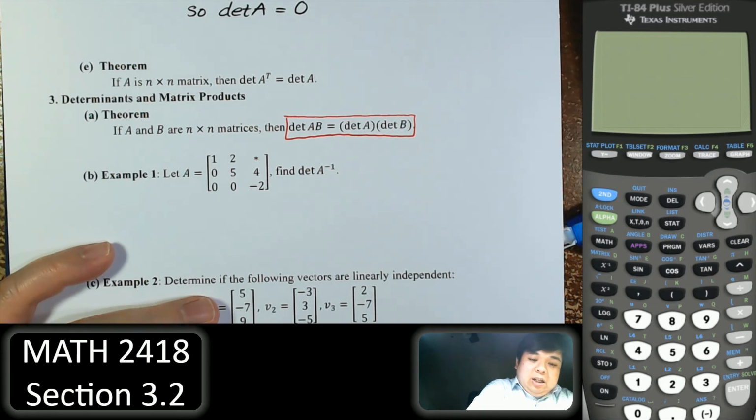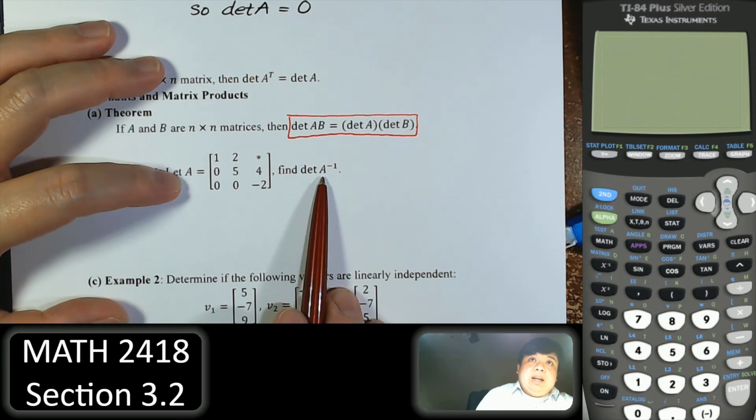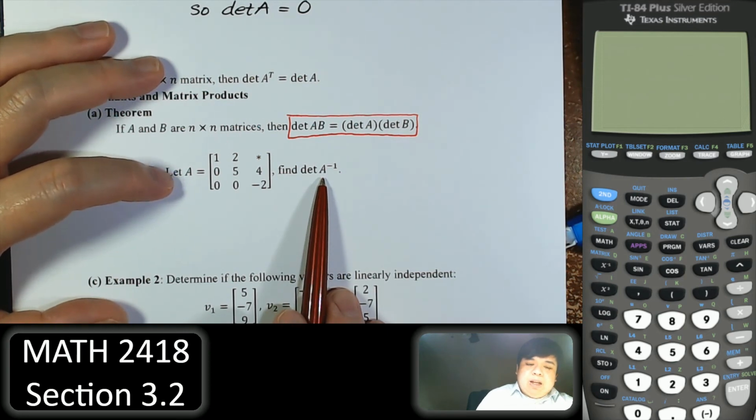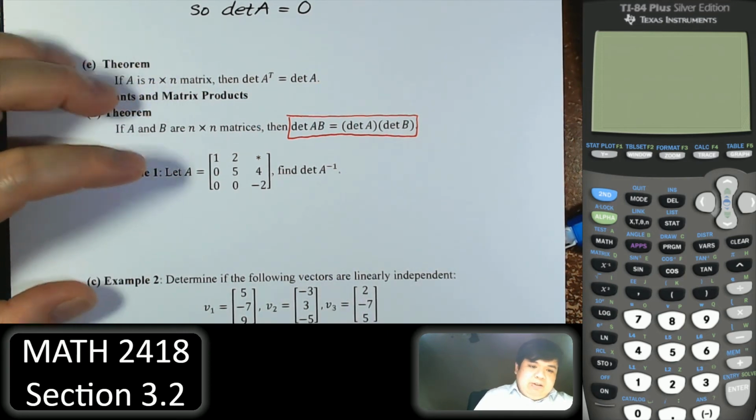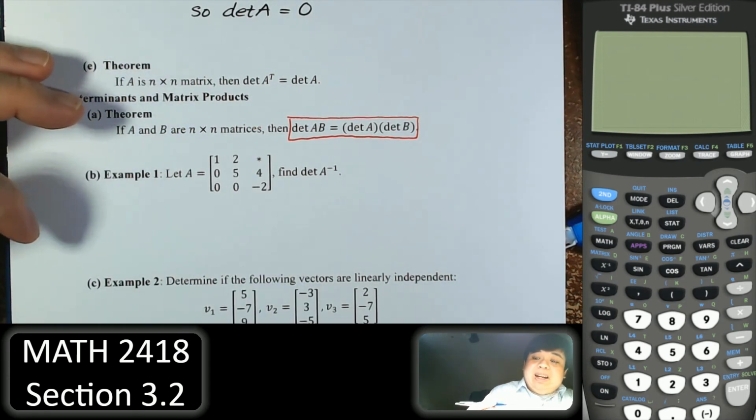Right? Determinant of the product is equal to the product of the determinants. Right. Now let A equal to that. Let's find determinant of A inverse. So how do we do that? Let's first, A is upper triangular. So let's find determinant of A. Right?